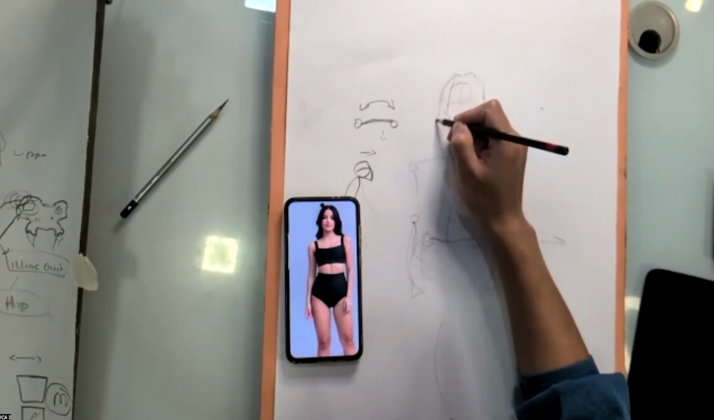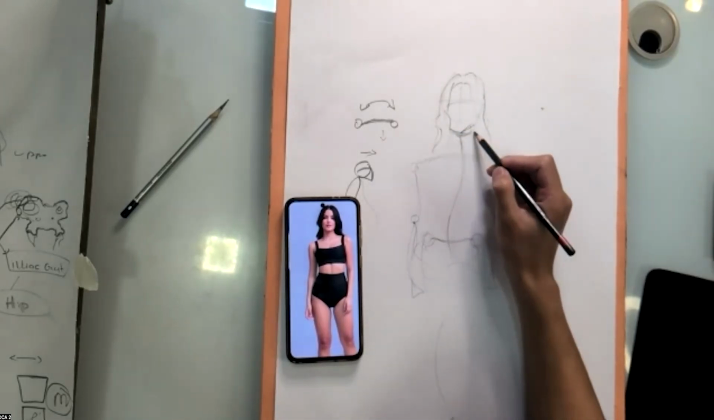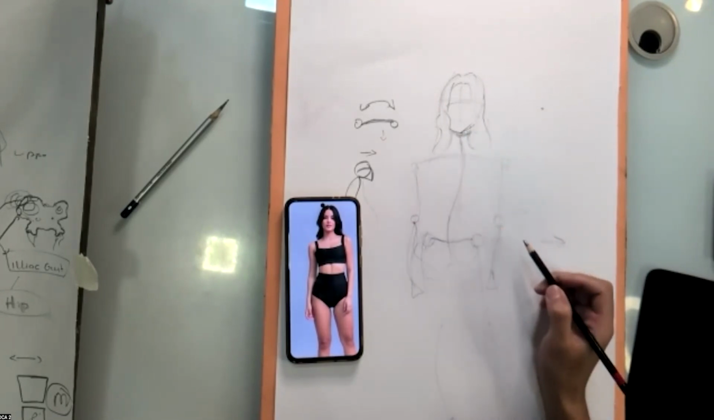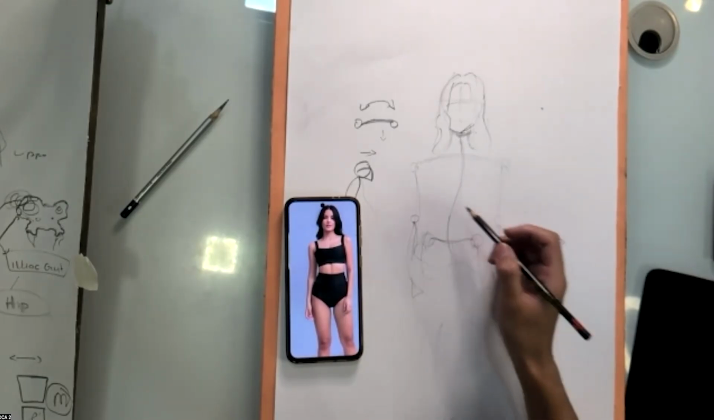Excuse me, sir. Yeah. Sir, I face problems while making the shoulders part. Okay. Shoulder part. Yeah. And the neck part also is a bit of a problem. Neck part, yes.